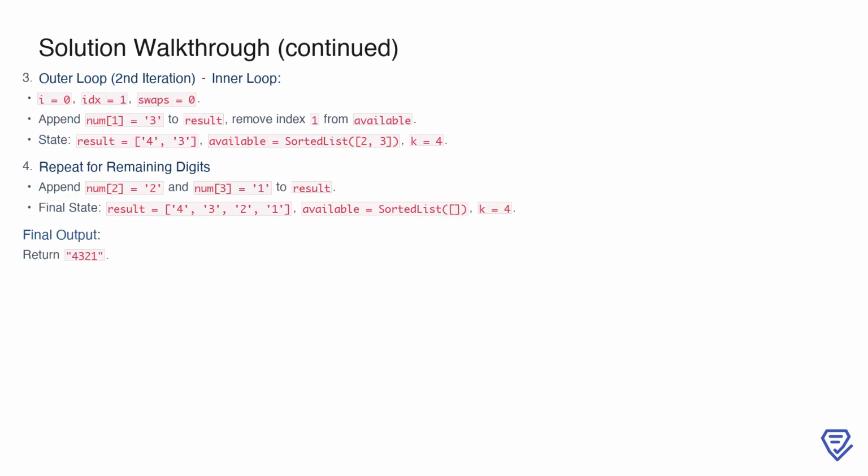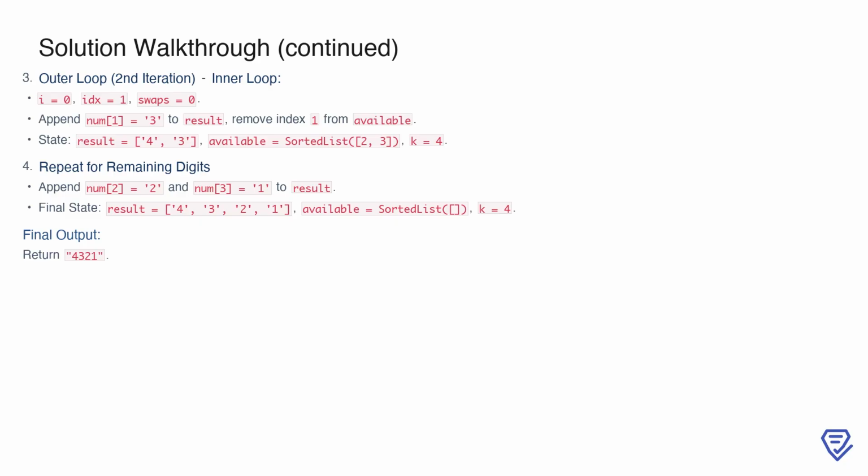Now, we continue building the result with the next iterations of the outer loop. For the second digit, we again evaluate the smallest possible value from the available indices. This time, we check index 1, representing the digit 3. Since no swaps are needed to place 3 in the next position, we append it to the result and remove its index from the available list. Our result is now 4, 3, the available indices are 2, 3, and we still have 4 swaps left.